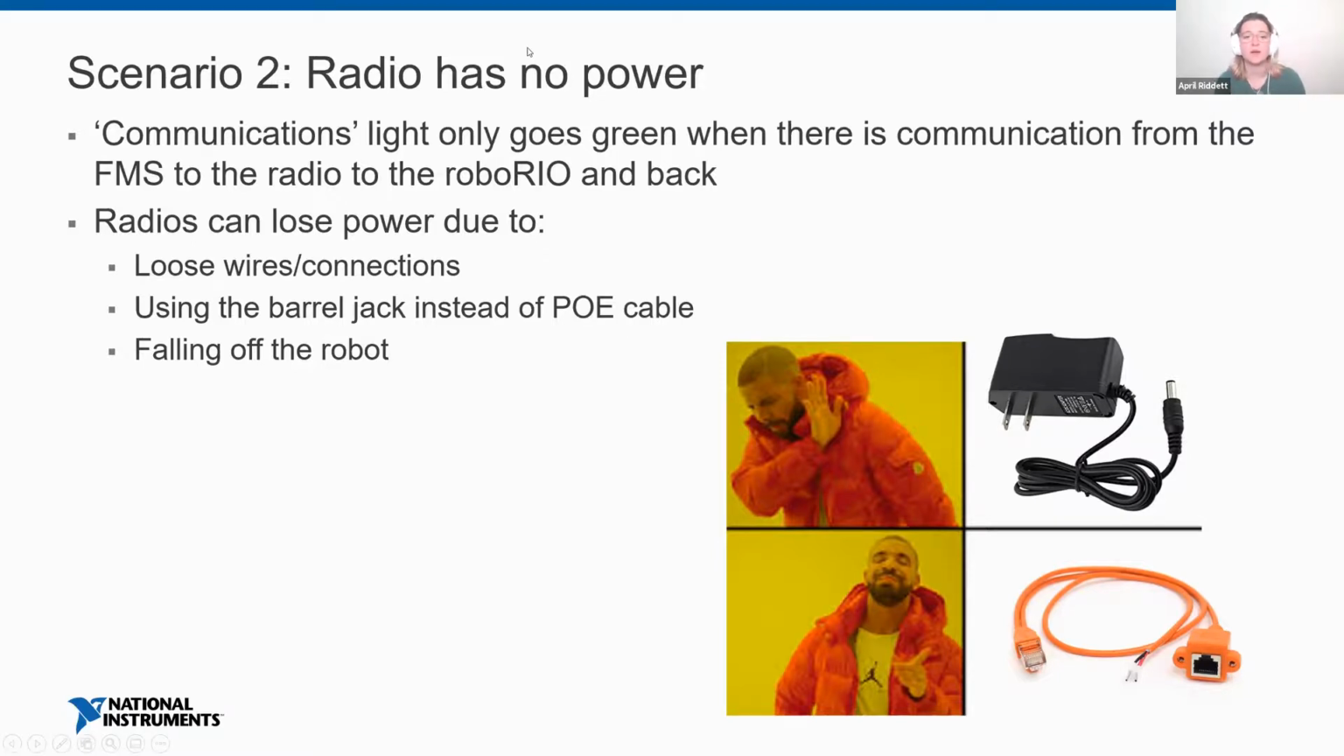So radios can lose power due to a whole bunch of things: loose wires and connections, falling off the robot, or using the barrel jack instead of the PoE cable. I made a meme to relate to current students for what choice you should make in your radio power strategy.